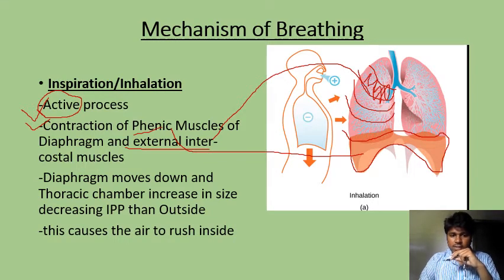In this process, diaphragm moves down, and thoracic chamber increases in size. Just now I said thoracic chamber is nothing but the chest cavity, and it decreases the intrapulmonary pressure than outside. So it causes intrapulmonary pressure to get down. This causes the air to rush inside, right?